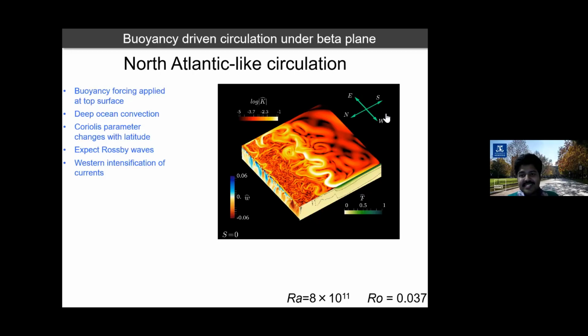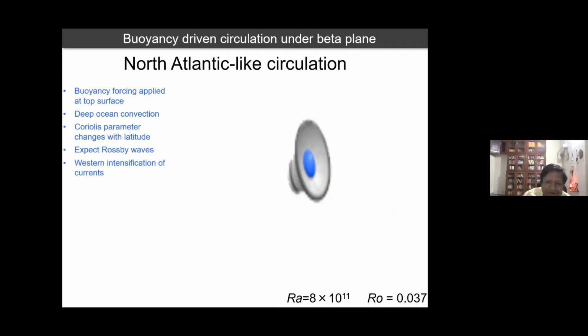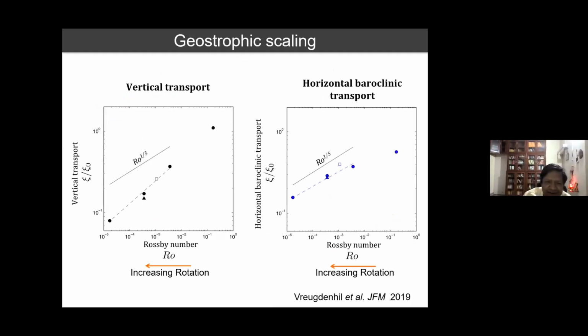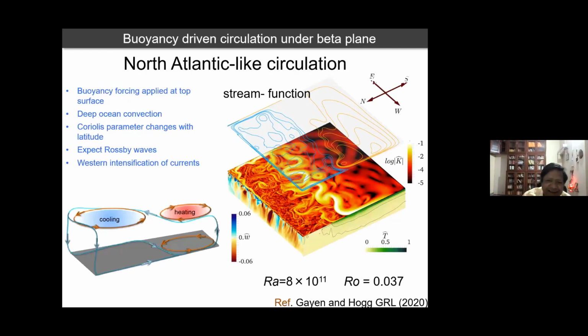Just go back to the older slide, the one where we had the cyclonic and anticyclonic. No, no, the last GRL, where you had to put the reference GRL. Here. This one. Yeah.